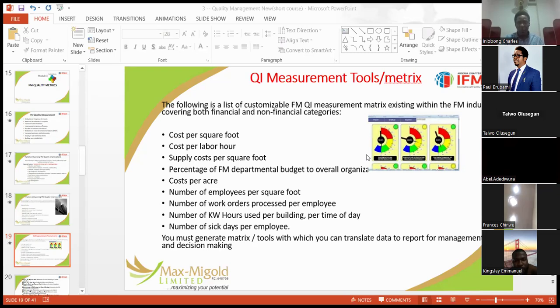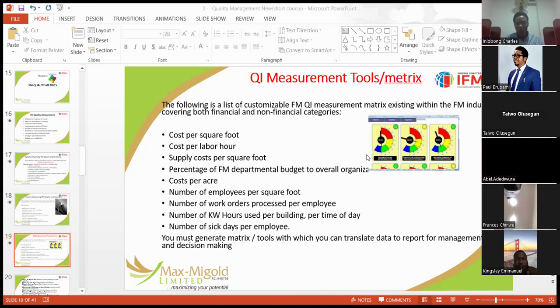We also have the number of work orders processed per employee. You want to check the number of work orders processed by employee. Sometimes you also need to check the number of work orders processed in that location, in that facility. You also want to check the number of work orders processed per trade, whether plumbing, electrical, civil, or AC, because this will help you determine what work is more frequent on that site.